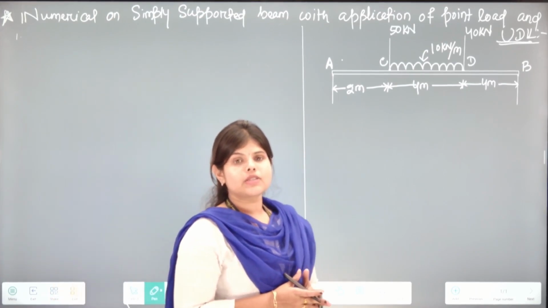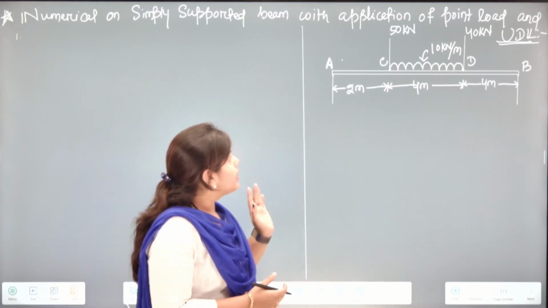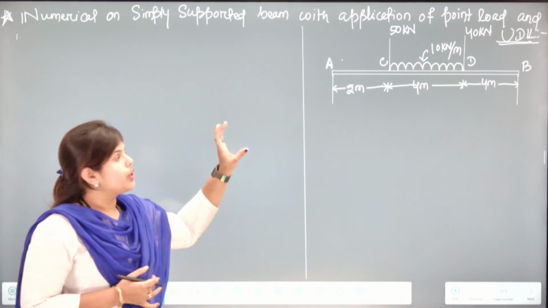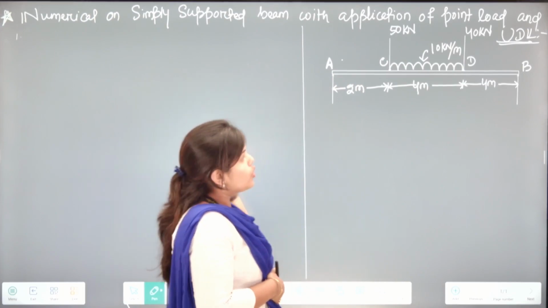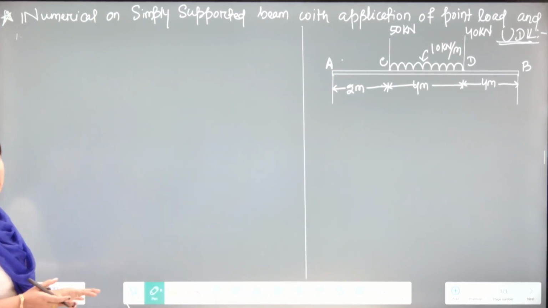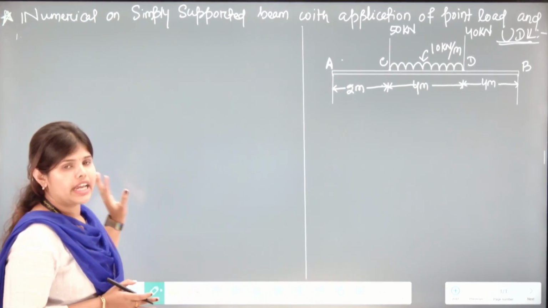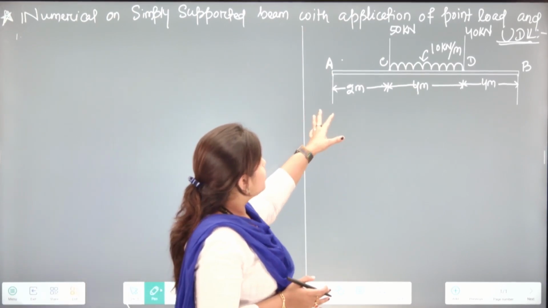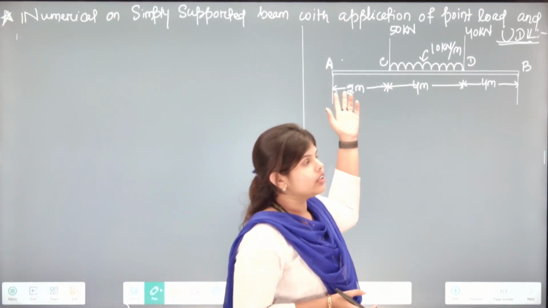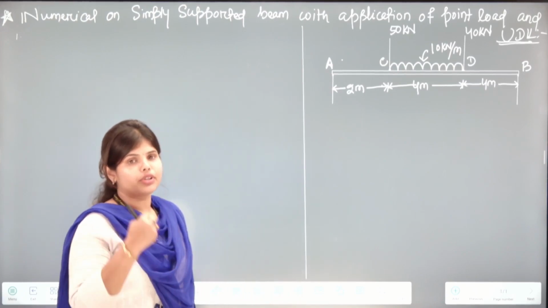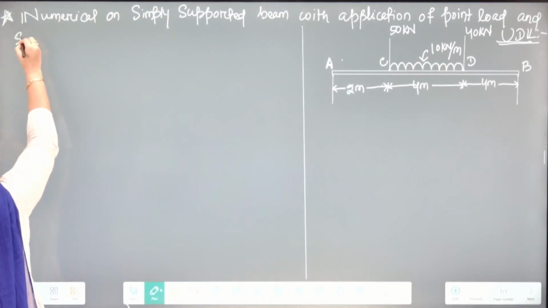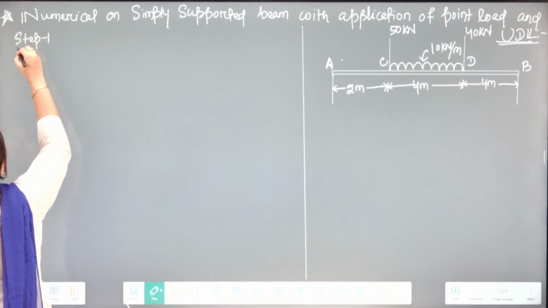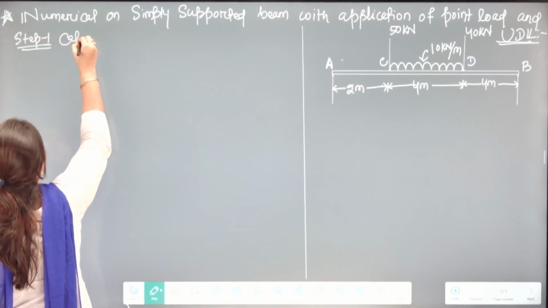In this class, we will solve one numerical on a simply supported beam with the application of 2 point loads and 1 UDL. So, how to solve? As usual, we will first find the reaction forces, then calculate the shear force, and then go for the bending moment calculation. So, step 1 is calculation of reaction forces.